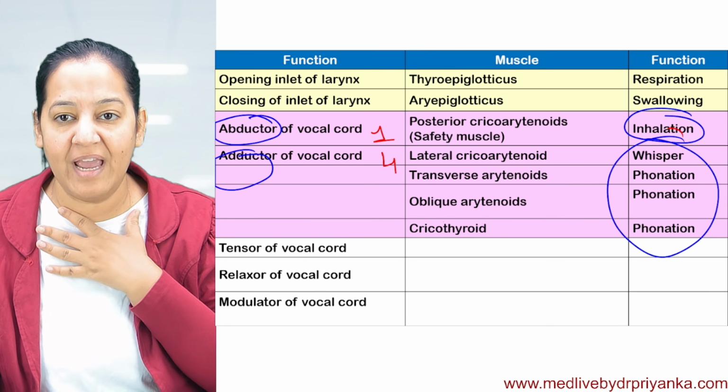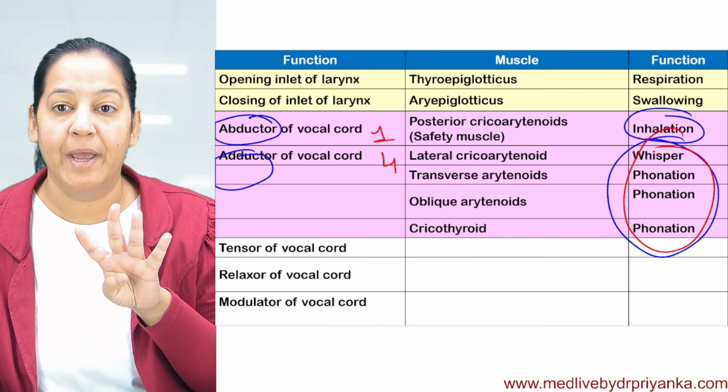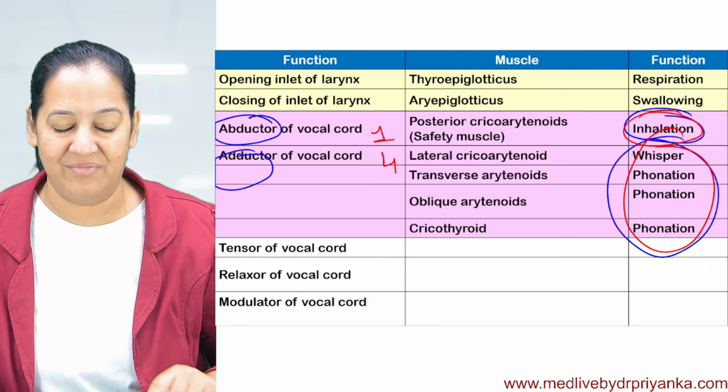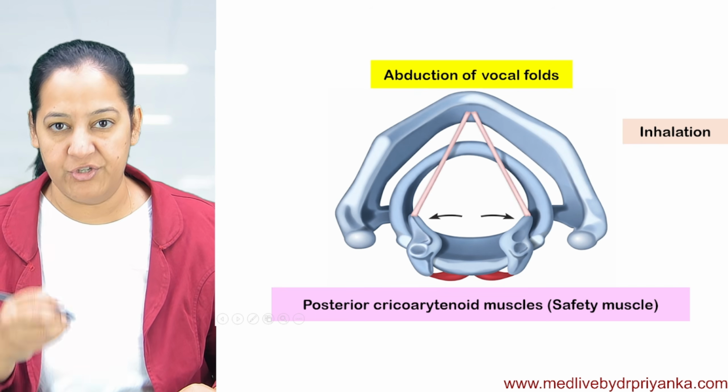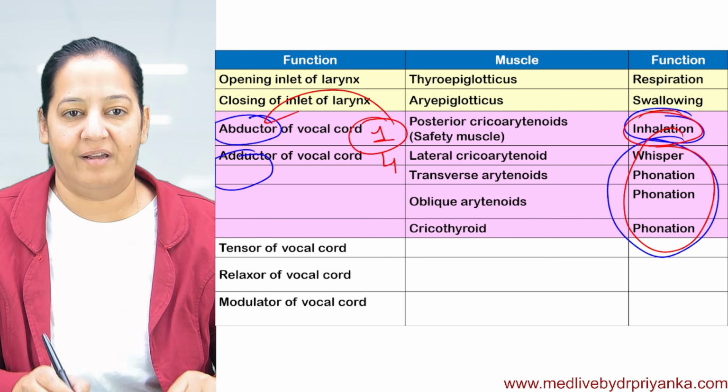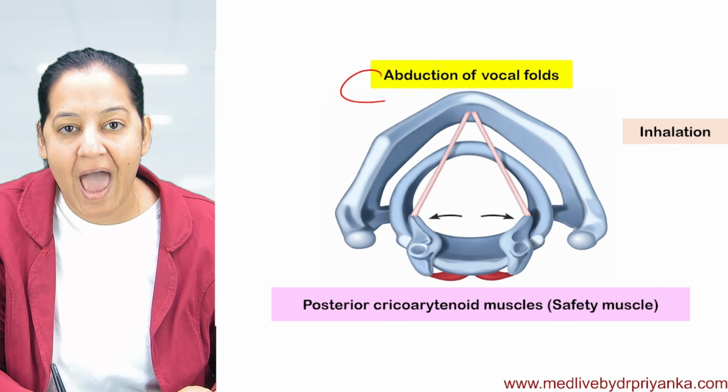Okay. For speaking, God has given us four muscles. But for inhalation, the great God has given us one muscle. So we have to learn the names of those. Okay. I will show you. So let's start with the one and only abductor. Tell me the one and only abductor.